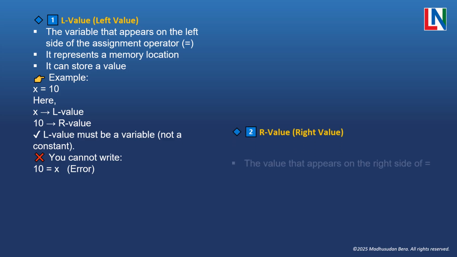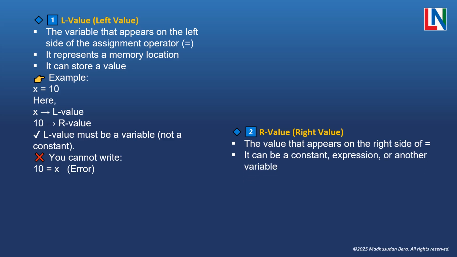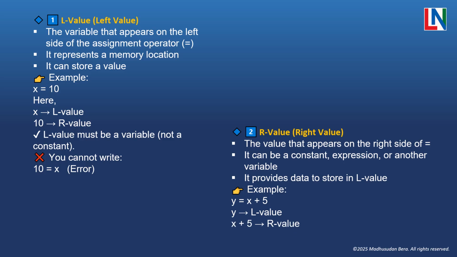R value, the value that appears on the right side of equal, is called R value. It can be a constant, expression or another variable. It provides data to store in L value. For example, y equal to x plus 5, here y is L value, x plus 5 is R value.